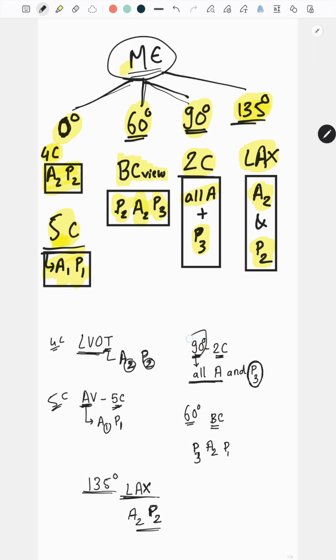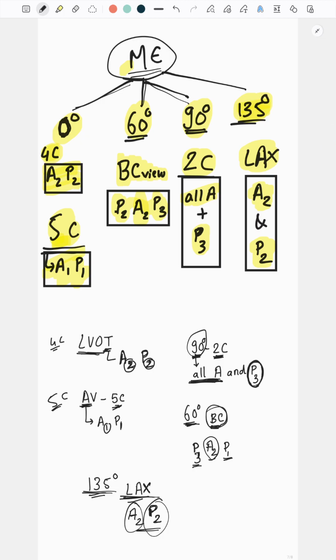At around 90 degrees, in the 2-chamber view, all the A segments of the anterior leaflet are seen with part of P3. At 60 degrees, that is the bicommissural view, wherein A2 is sandwiched between P1 and P3. At 135 degrees, that is the long axis view, where we can see the A2 and P2 segments of the mitral leaflets.